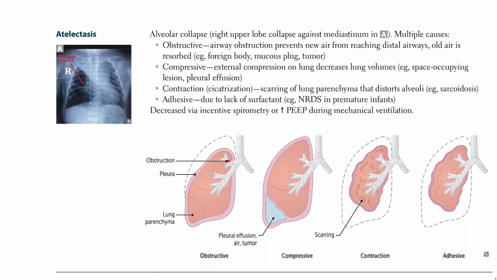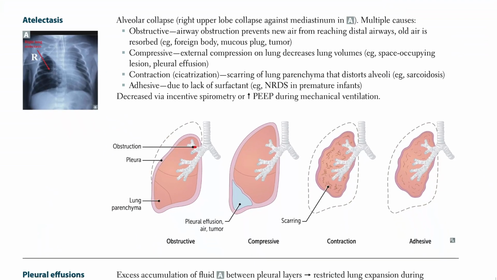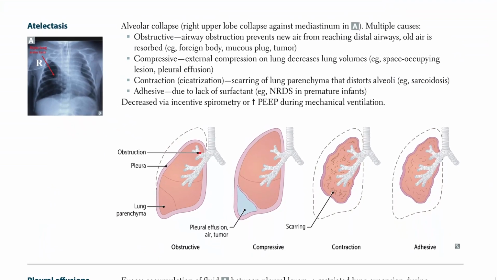What do we have? Atelectasis. Atelectasis is, again, alveolar collapse. Right upper lobe collapse against the mediastinum in A. If you look here, the right upper lobe has collapsed. You can see it here. It has collapsed against the mediastinum in A. Multiple causes could be there. Could be obstructive, causing alveolar collapse, compression, contraction, adhesion.